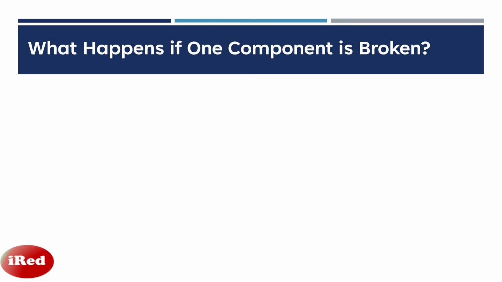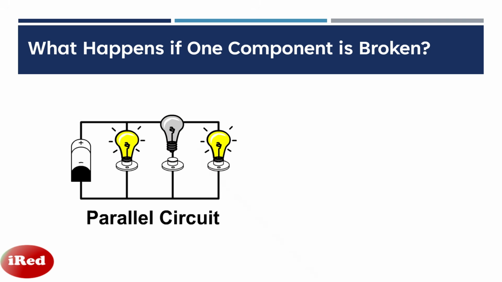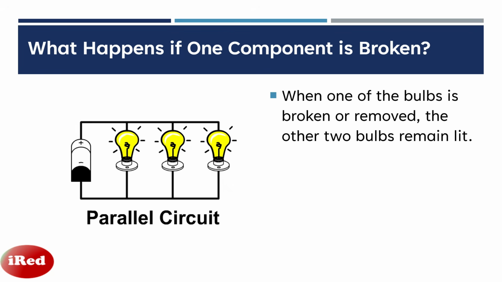In a parallel circuit, what happens if one component is broken? Since a parallel circuit has multiple paths for electric current, each branch operates independently of the others. What does this mean? For example, consider a parallel circuit with three light bulbs, each connected on its own branch, as shown. When one of the bulbs is broken or removed, the other two bulbs remain lit because they still have their own complete paths for electric current to flow.